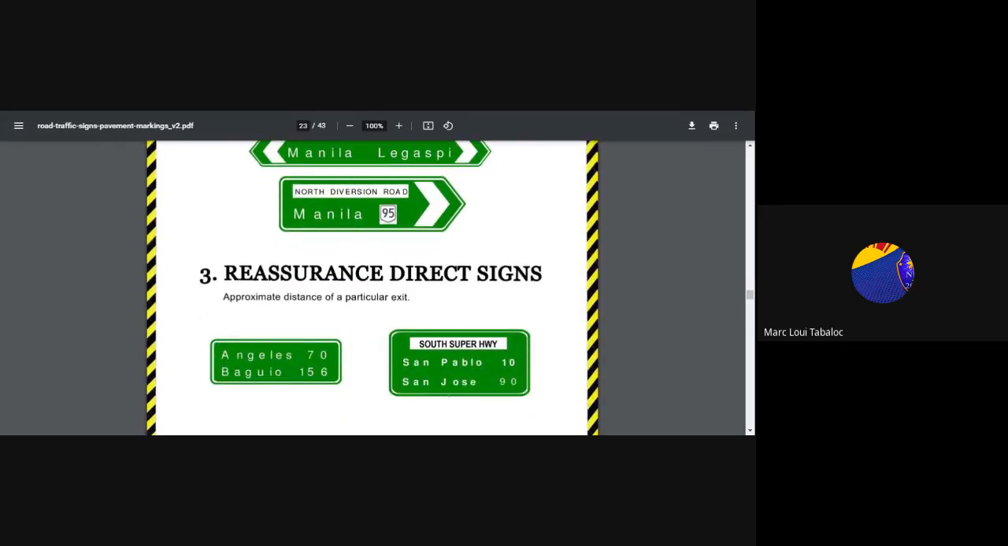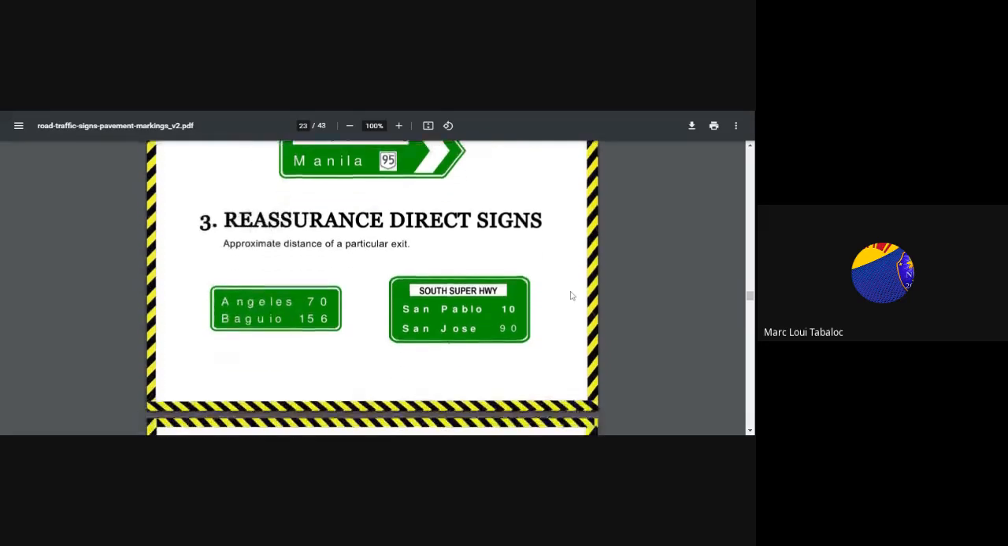And then reassurance direction signs, which inform you of the exact distance of nearby towns, cities, or places. For example, if you come from the airport and approach the intersection or the underpass in Buhangin, you will see how many kilometers to Bangkal, Digos, or even General Santos, to reassure you that this is our destination, this far or this near.